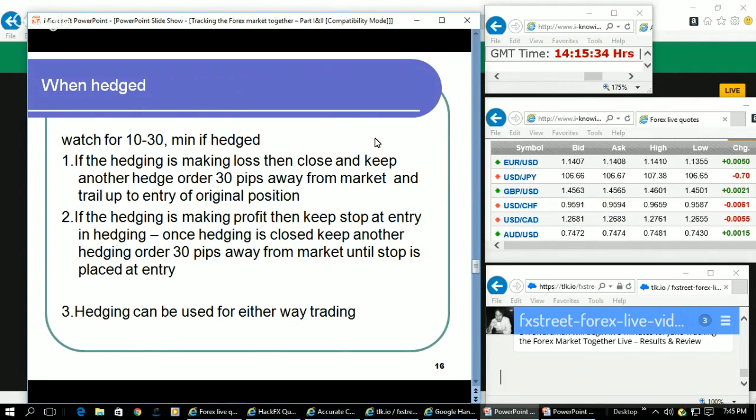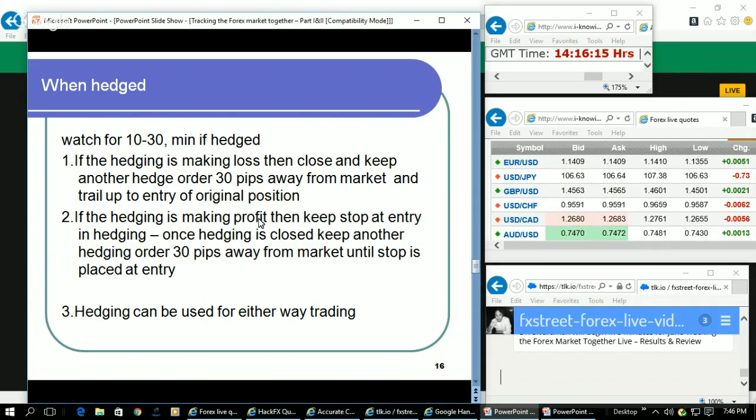There is no need to keep quite a wide hedge, because once you keep the hedge order, if it is filled, we can always watch for 10 to 30 minutes and find out whether the hedging is making profit or not. If the hedging is not making profit, we can simply close the hedging with 1 or 2 pips loss, or with stop at entry, keep another hedge order to limit the risk, and then once the position starts making profit, we can keep stop at entry and continue to gain from that position. So once the position is hedged, this is the way we have to handle it.